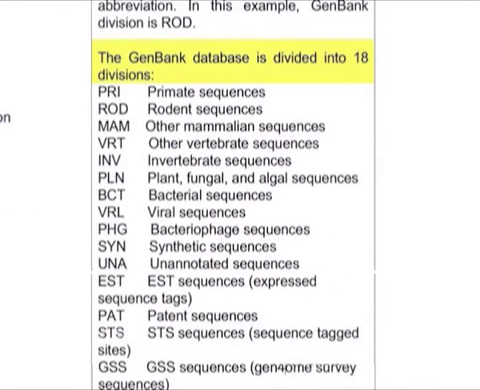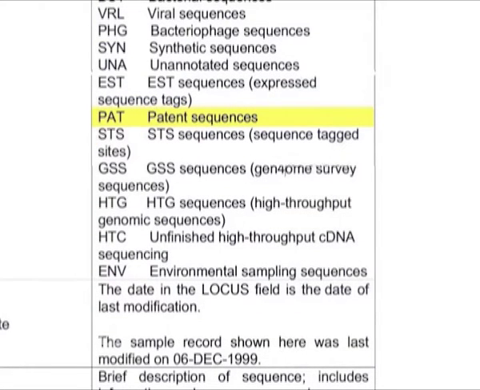The Genbank database is divided into 18 divisions such as PRI for primate sequences, ROD for rodent sequences, MAM for other mammalian sequences, VRT for other vertebrate sequences, INV for invertebrate sequences, PLN for plant, fungal and algal sequences, BCT for bacterial sequences, VRL for viral sequences, PHG for bacteriophage sequences, SYN for synthetic sequences, UNA for unannotated sequences, EST for EST sequences, PAT for patent sequences, STS for sequence tagged sites, GSS for genome survey sequences, HTG for high throughput genomic sequences, HTC for unfinished high throughput cDNA sequencing, and ENV for environmental sampling sequences.